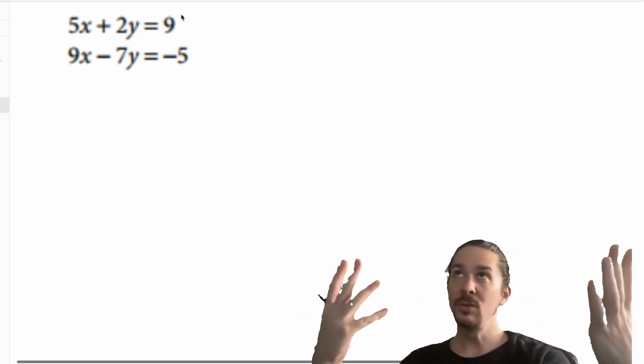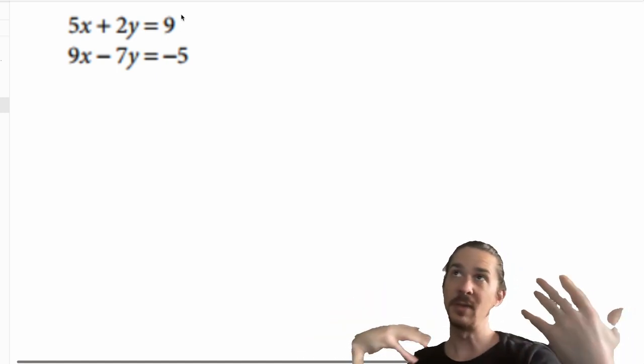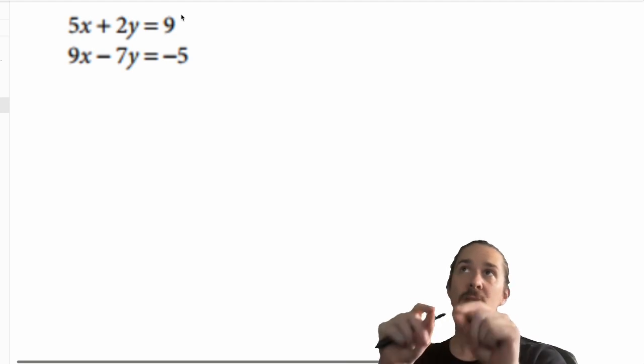That doesn't mean we can't use the elimination method. For example, I could multiply the first equation by 9 and the second equation by 5, and then we would have 45x in both of them. But I'm not going to use the elimination method that way. I'm going to use the substitution method.